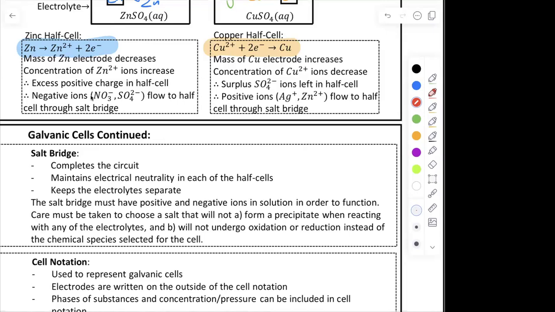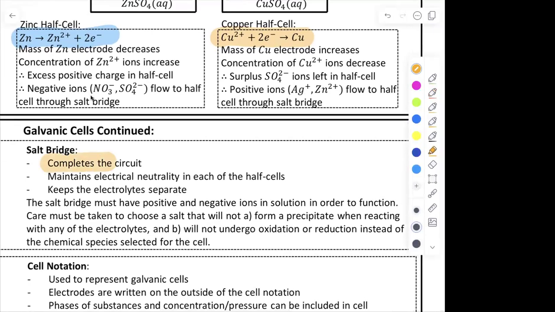But the first big reason, what's the function of a salt bridge? The salt bridge completes the circuit. Very, very important. Salt bridge completes the circuit. And then the salt bridge also maintains electrical neutrality in each of the half cells. And then finally, it keeps the electrolytes separate, right?